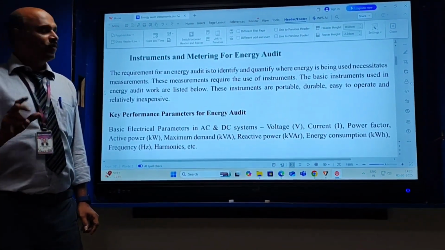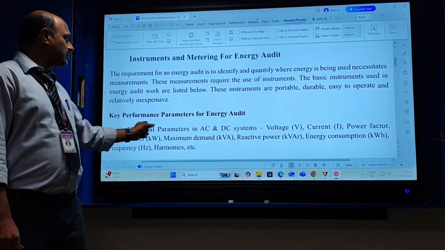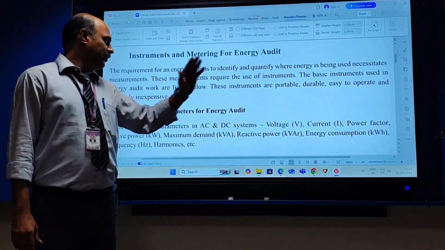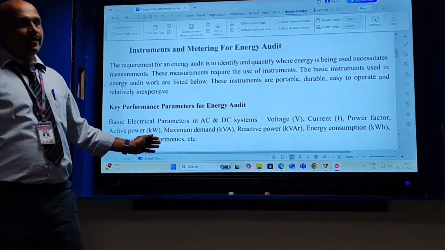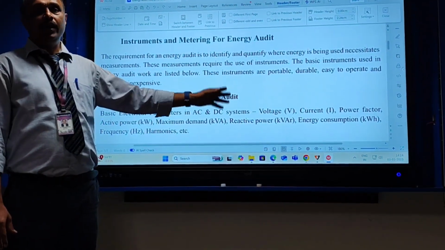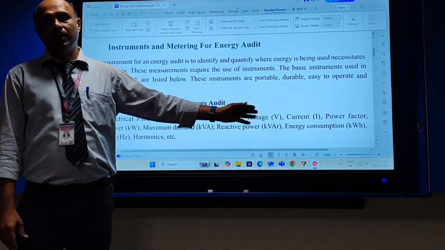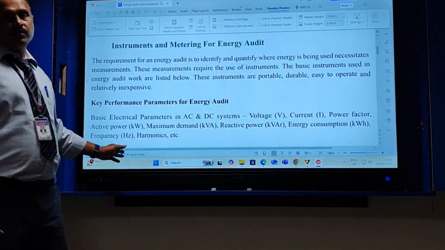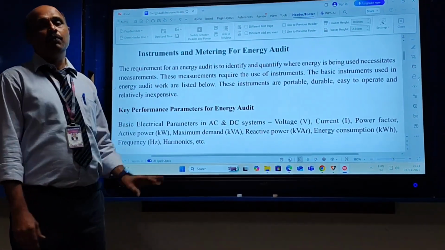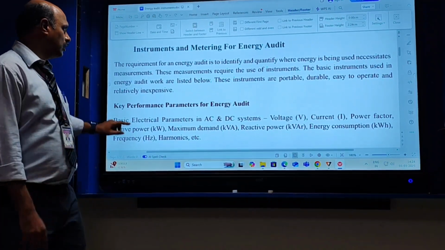The key parameters measured in this energy audit are basic electrical parameters like voltage, current, power factor, active power, maximum demand, reactive power and apparent power. Then energy consumption in kilowatt hour or units, frequency and harmonics. So these are the essential electrical parameters that are measured for the purpose of energy audit.